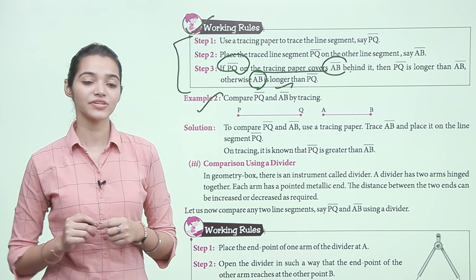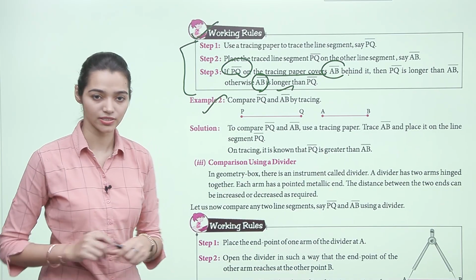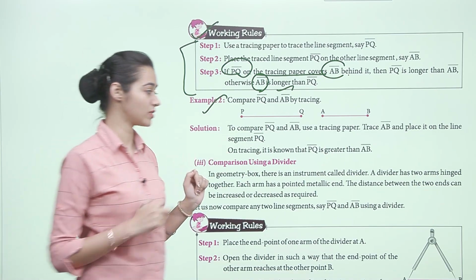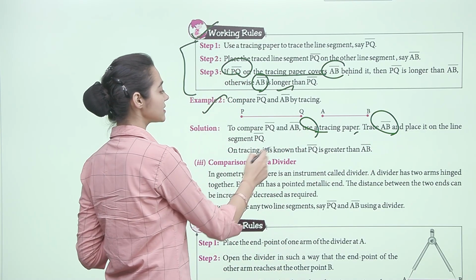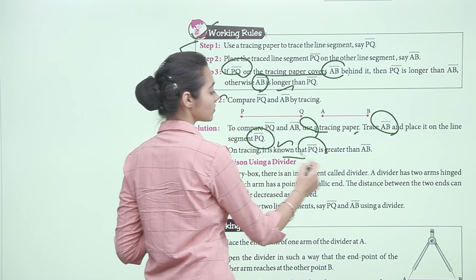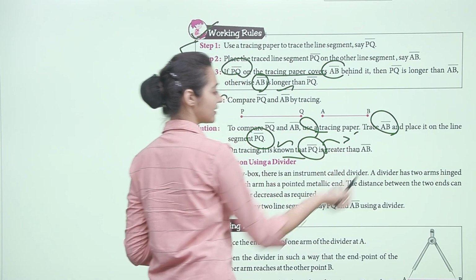Example number 2 says that we have to compare PQ and AB by tracing. So to compare the PQ and AB line segments, we will use a tracing paper, then we will trace AB and place it on the line segment PQ. Now in tracing it is known that PQ is greater than AB.